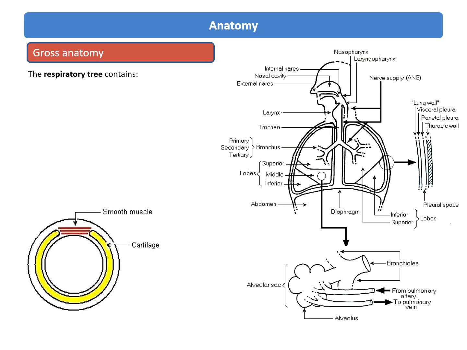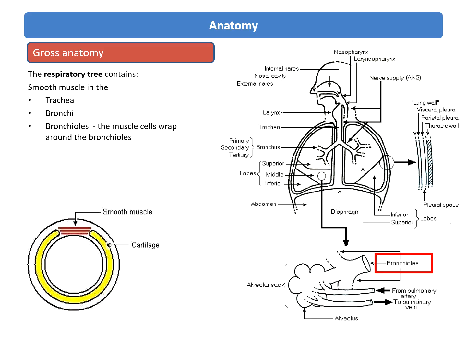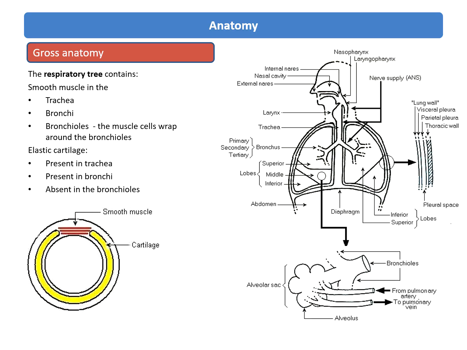The respiratory tree contains smooth muscle in the trachea, bronchi, and the bronchioles. In the bronchioles, the muscle cells wrap around the bronchioles. It contains elastic cartilage, roughly horseshoe-shaped, shown here in yellow. It's present in the trachea and the bronchi, but the cartilage is absent in the bronchioles.